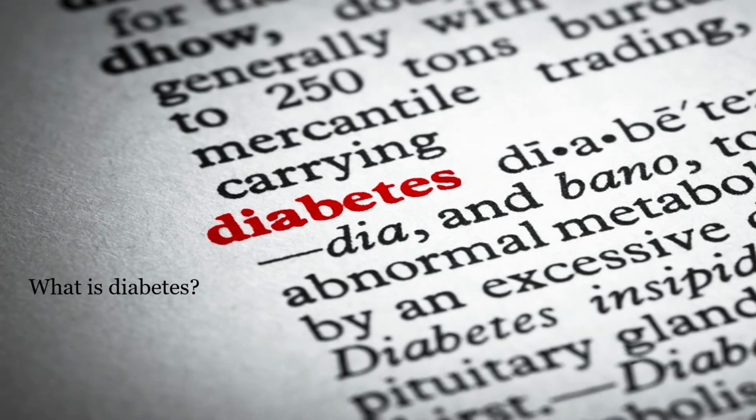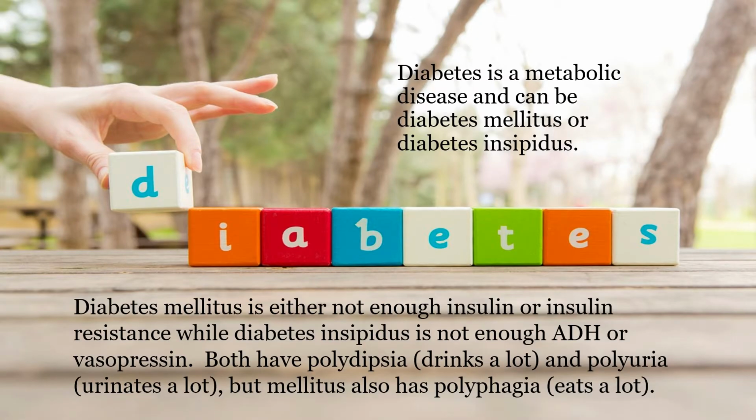You may be asking yourself right now, what is diabetes? Well, I'll answer this burning question for you right now. Basically, diabetes is a metabolic disease process. It can be in the form of diabetes mellitus, which deals with the insulin either low or ineffective, or diabetes insipidus with ADH or vasopressin being low. Both have polydipsia or drinking often or a lot, polyuria or urinating often, but only diabetes mellitus has polyphagia or eating a lot.